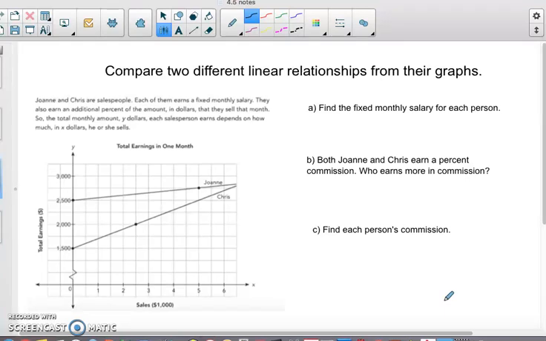In this example, we are comparing two different linear relationships from their graphs. First, we want to find the fixed salary for each person. So fixed salary we can find on the y-axis. So for Chris, we have 1,500. And then we have Joanne. Let's look. We have 2,500 for Joanne.